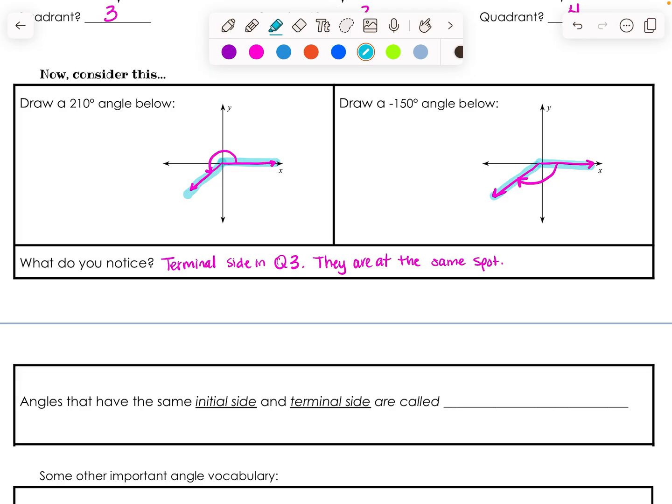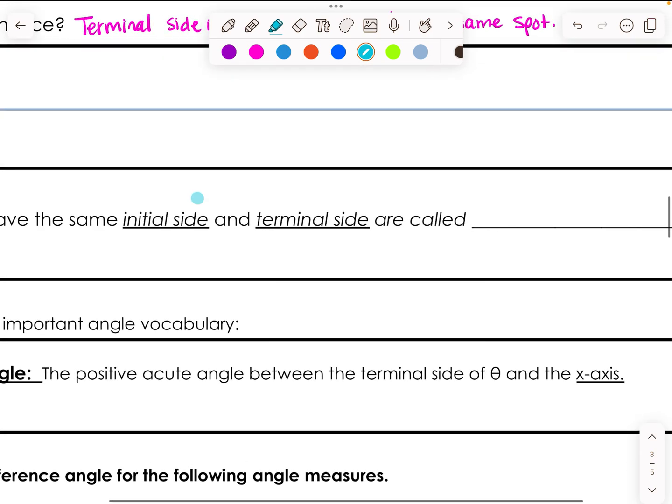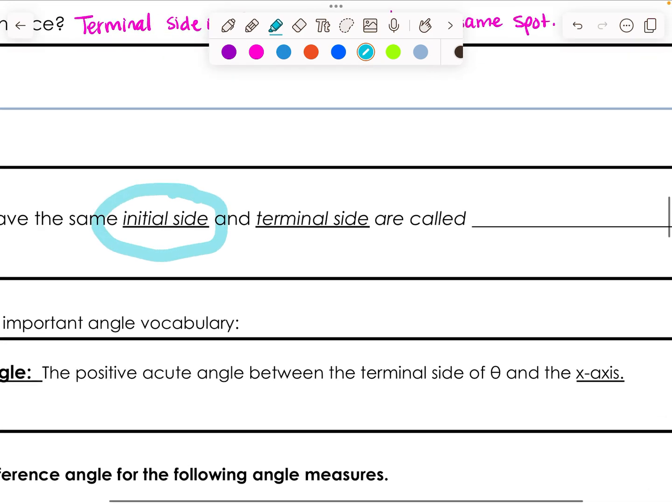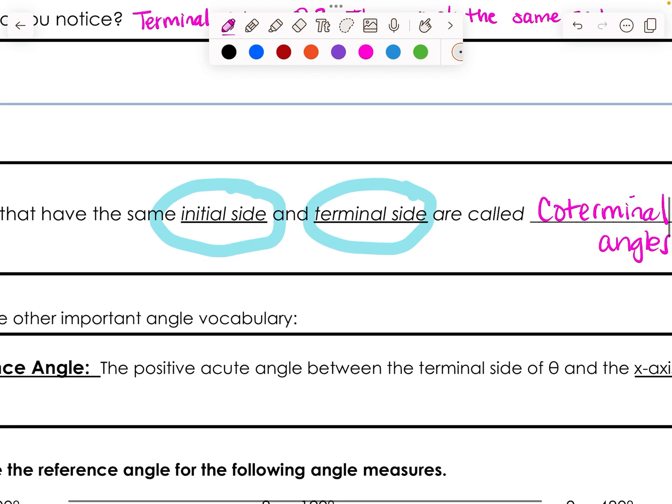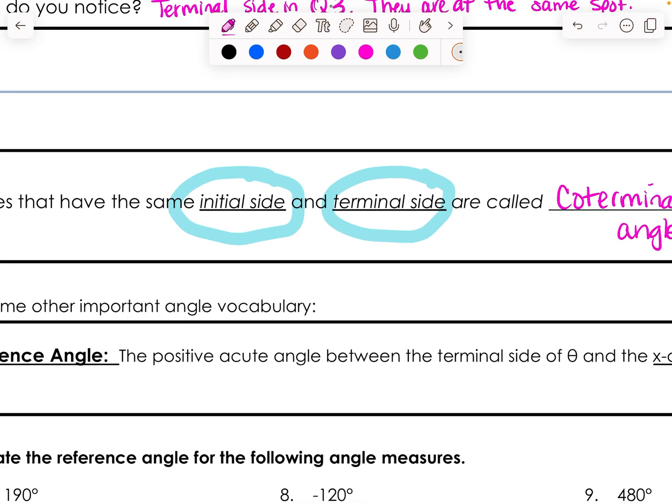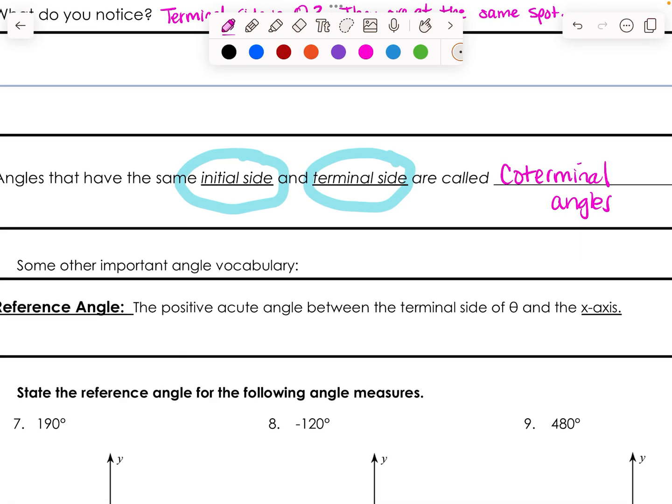All right, so on to the next page. Angles that have the same initial side, which all of ours will, but the terminal side is the same, are called coterminal angles. Coterminal angles are separated by positive 360 or negative 360 degrees from each other.